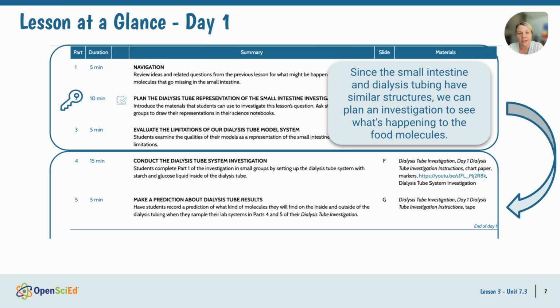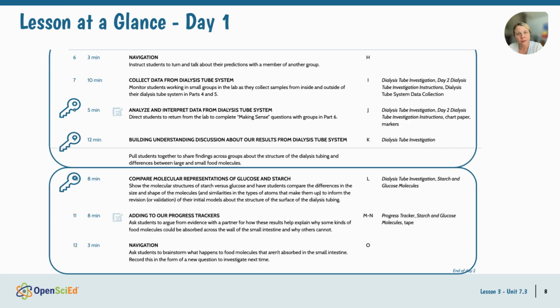This leads us to the second half of day 1, where the students start their second major sense-making chunk and actually complete part 1 of the investigation. They end the day by making predictions about what will happen when their dialysis tubing sits overnight. This leads us into day 2 when they finish the sense-making chunk by completing the investigation, collecting their data, and analyzing and interpreting their findings.